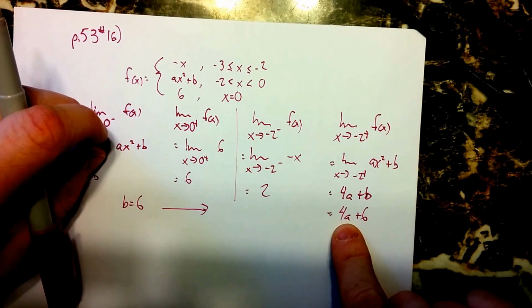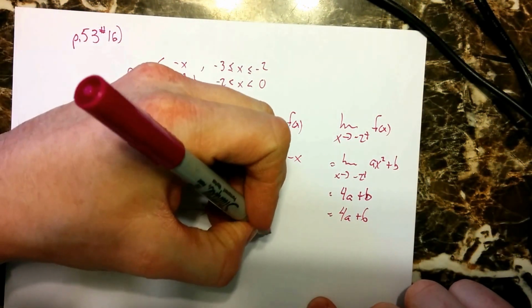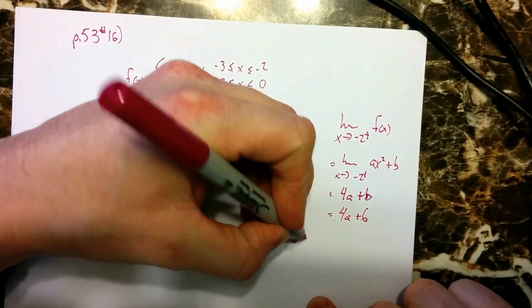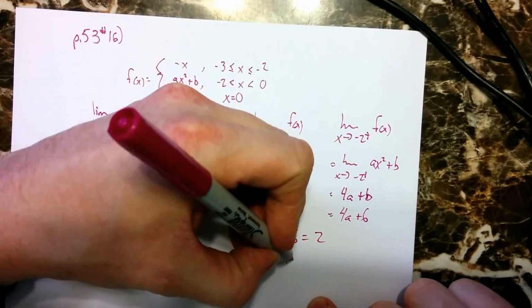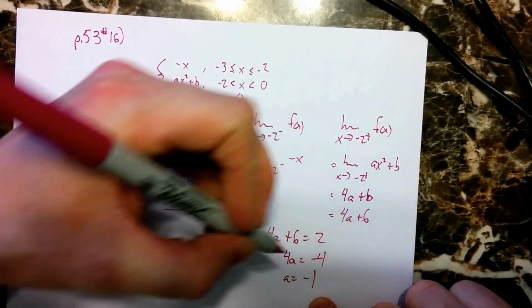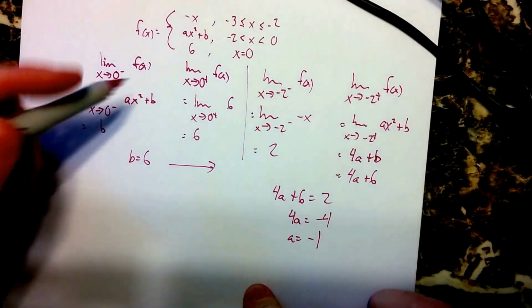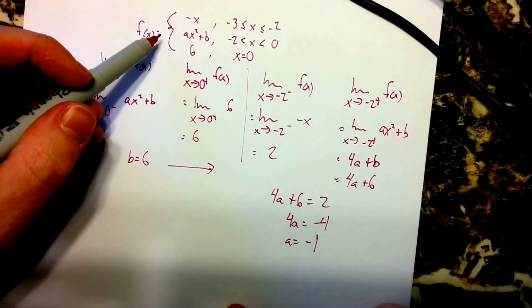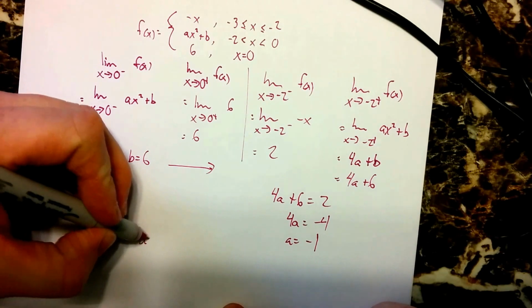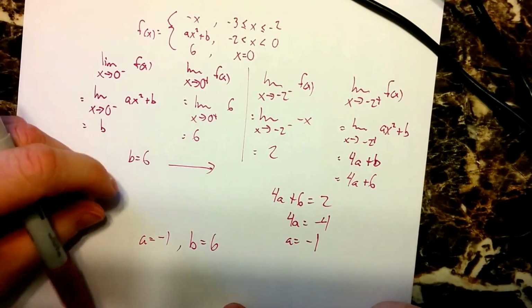And in order for this limit to exist, the two one-sided limits need to approach the same value. That is, 4a plus 6 needs to equal 2. So in order for that to be true, 4a will be equal to -4, or a equals -1. So to conclude, in order for this function to be continuous on its domain, the value of a needs to be -1, and the value of b needs to be 6. Thank you.